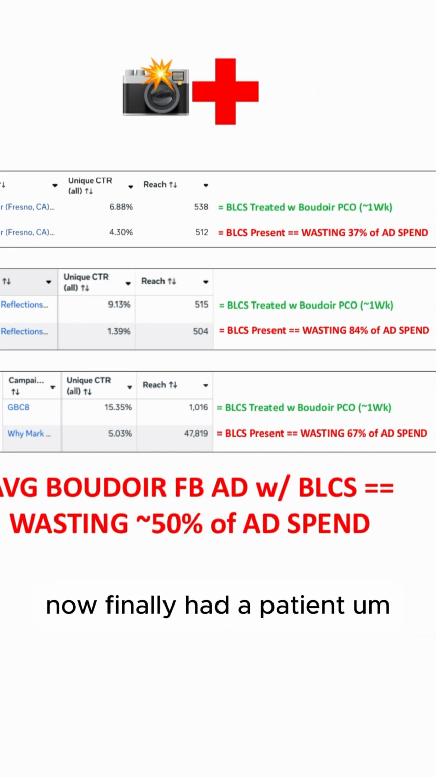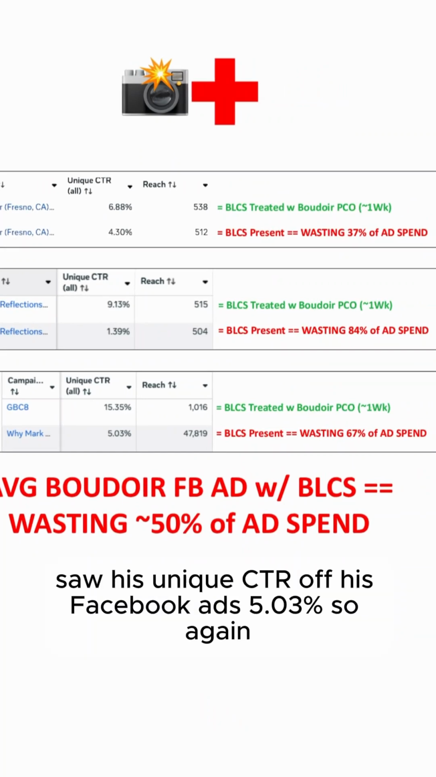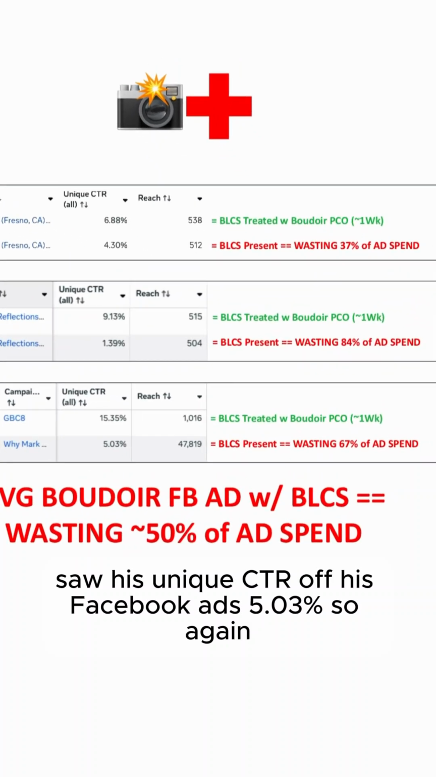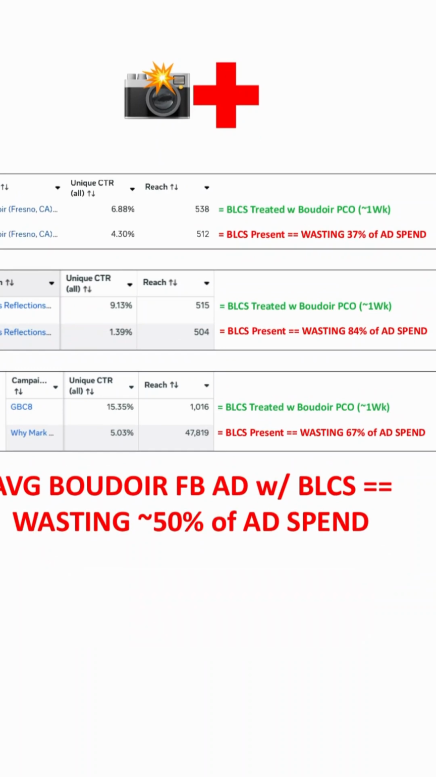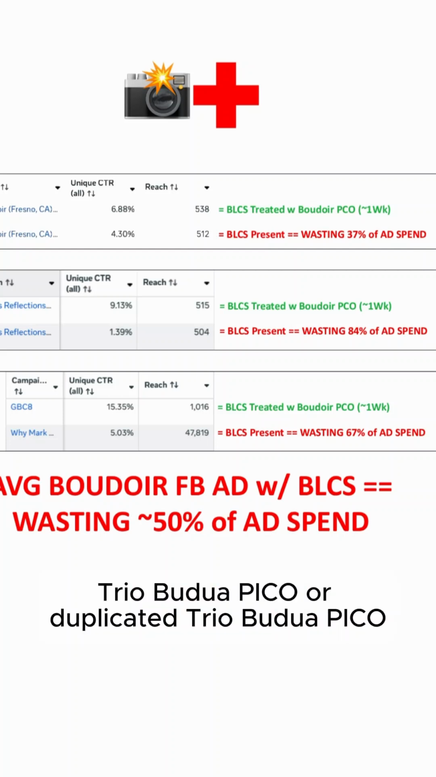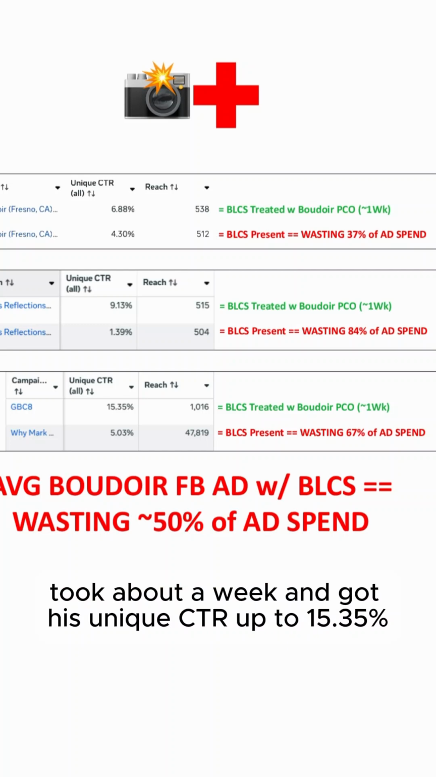Now, finally, had a patient whose unique CTR on his Facebook ad was 5.03%. So again, I knew the BLCS was present. So I went in, duplicated Trio Boudoir Pico, and it took about a week to get his unique CTR up to 15.35%.